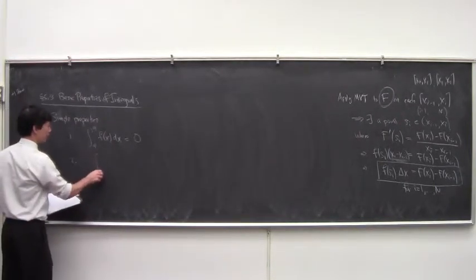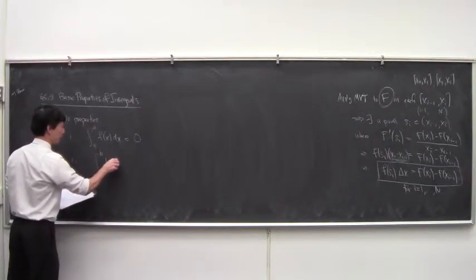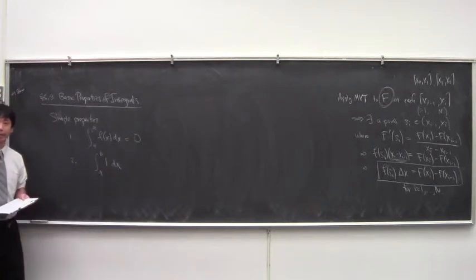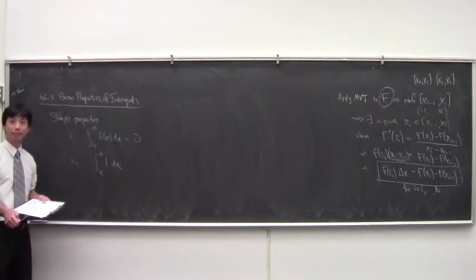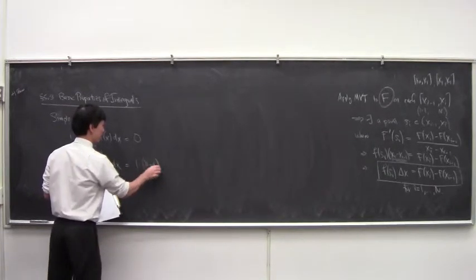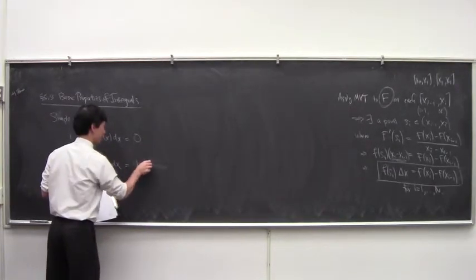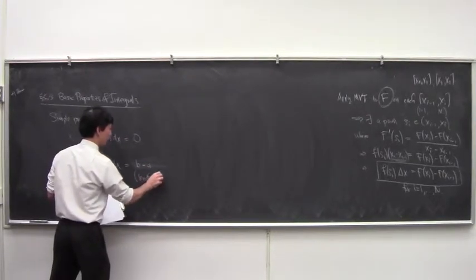Number 2, integral from a to b of 1 dx. What's that? If I integrate the number 1? 1 times b minus a, yeah. So you get 1 times b minus a. In other words, b minus a. In other words, you get the length of AB.